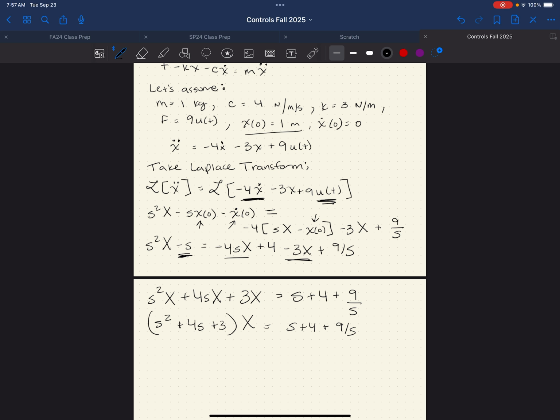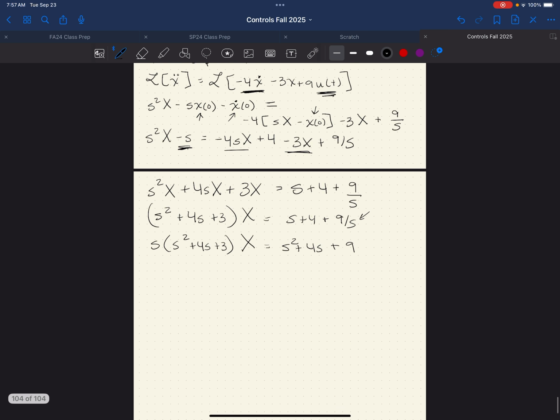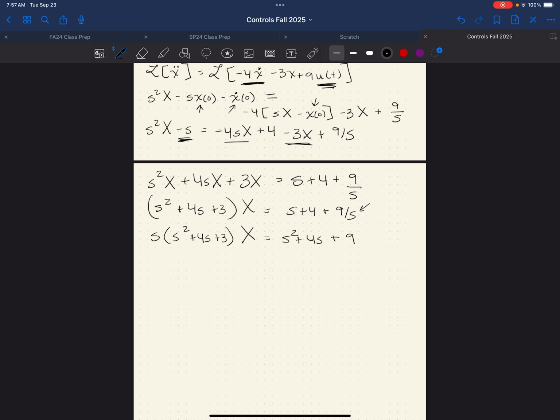And in fact, let's try to get rid of this weird fraction-y thing. We'll multiply both sides by an s. All right, so that should give us (s squared plus 4s plus 3) big X equals s squared plus 4s plus 9. All right, and now all I need to do to get my X all on its own is to divide everything by this coefficient on the left. So we should have big X of s is equal to (s squared plus 4s plus 9) over s times (s squared plus 4s plus 3).